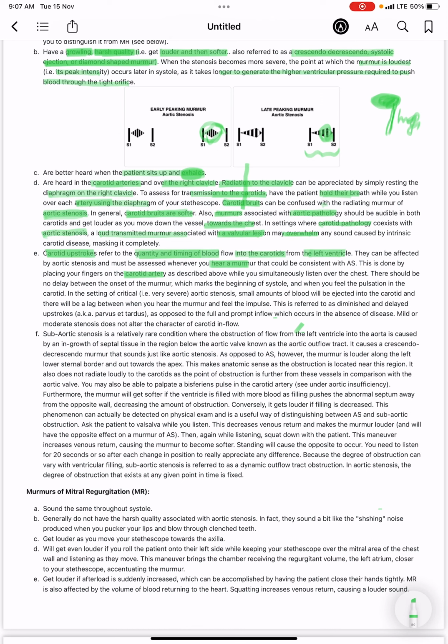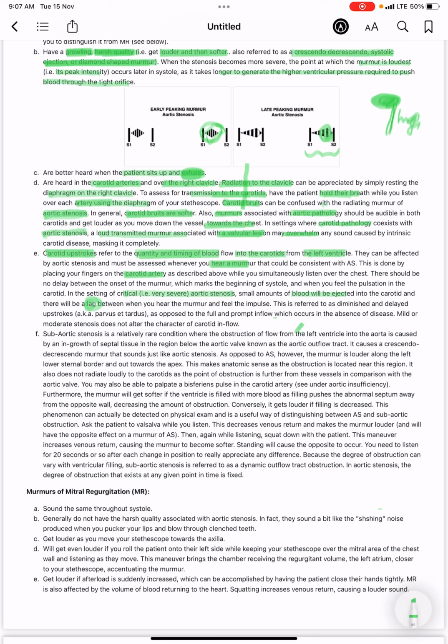There should be no delay between the onset of the murmur, which marks the beginning of systole, and when you feel the pulsation in the carotid. In the setting of critical, that is very severe, aortic stenosis, small amounts of blood will be ejected into the carotid, and there will be a lag between when you hear the murmur and feel the impulse.